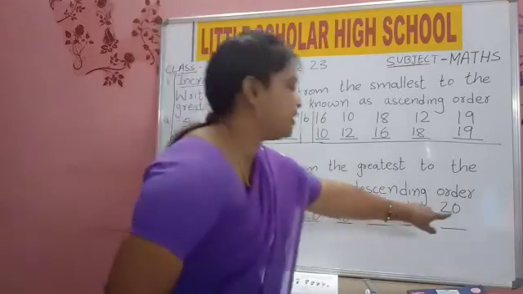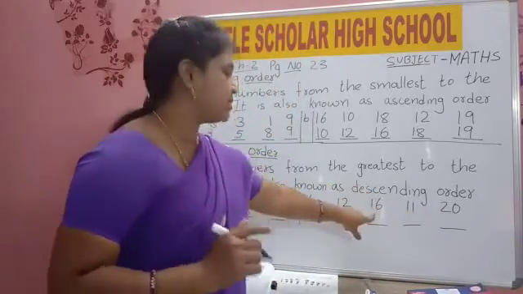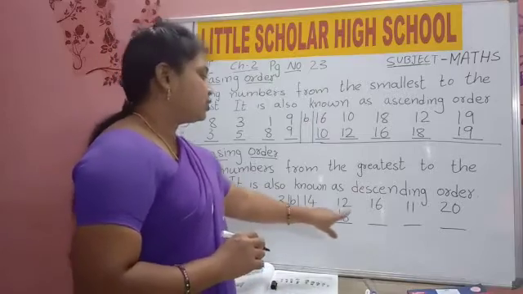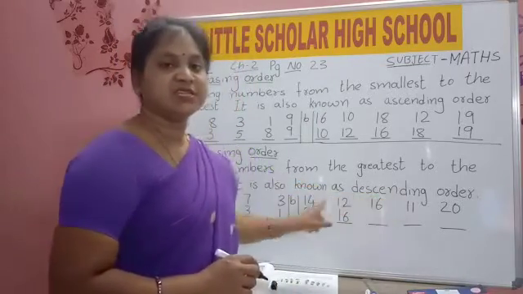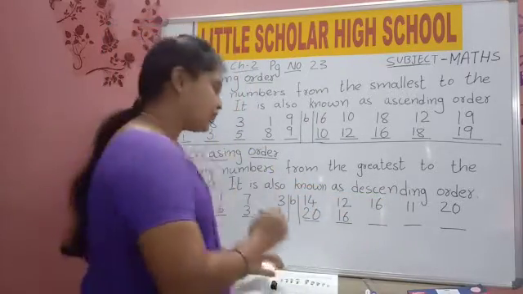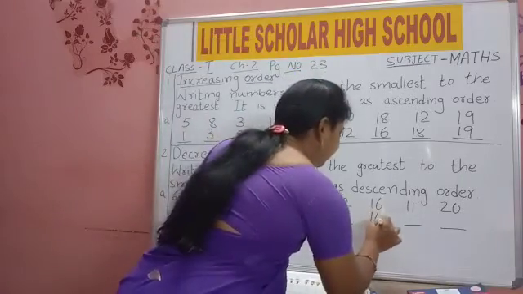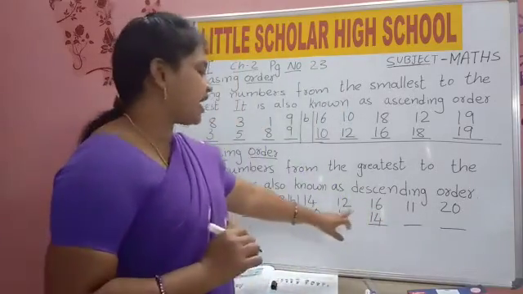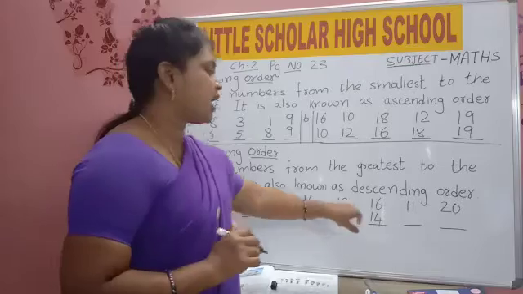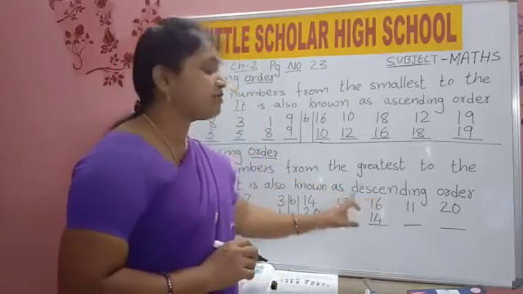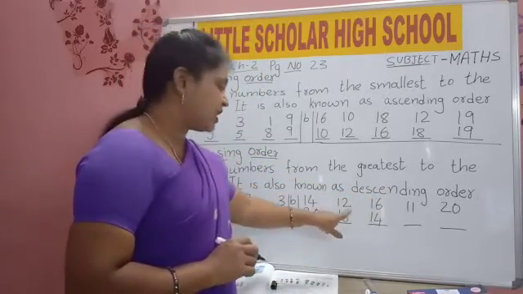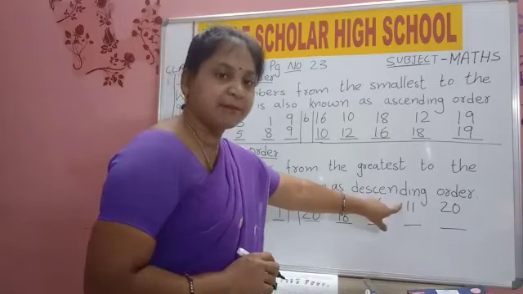We finished 20 and 16. Now 3 numbers are left. 14, 12, 11. In this, which is the greatest number? 14 is the greatest number. Now we are left with 2 numbers, 12 and 11. Say me which is greater in this? 12 is big number or 11 is the big number?